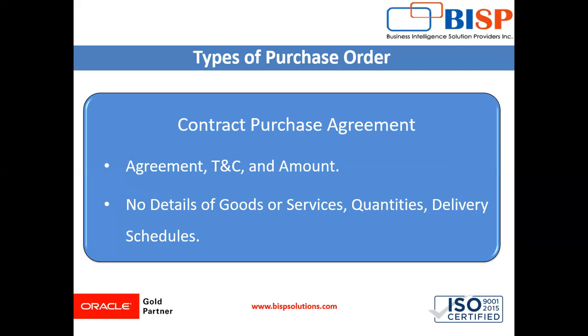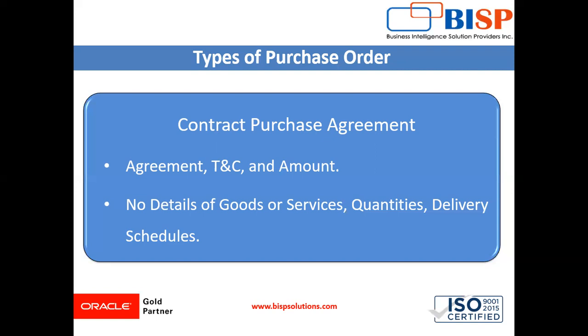The contract purchase agreement is used when we agree with the supplier on specific terms and conditions and the amount, without indicating the details of goods, services and quantities that will be purchased. Later on, we will create the standard purchase order based on the contract purchase agreement, right?